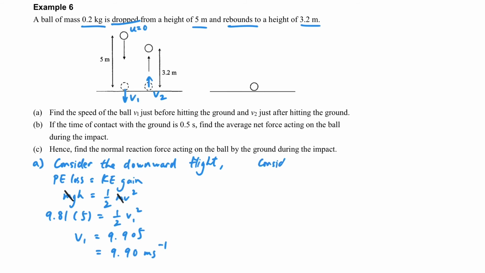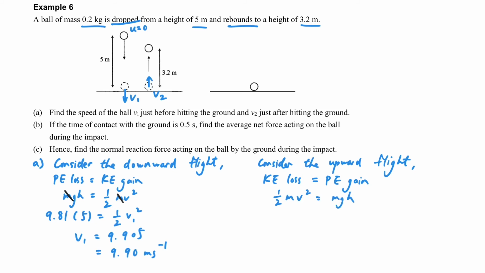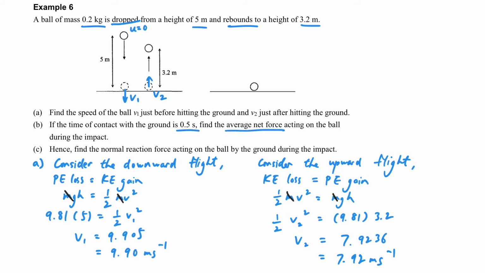By using a similar method, we can also consider the upward flight and use it to find the velocity V2 in this example. I think all of you should be very familiar with this method because we used it many times in the previous chapter about energy. Okay, so we got these two velocities. How can we use them? We will use them in part B. In part B, we know the time of contact of the ball with the ground is 0.5 seconds. So what is the average net force here?